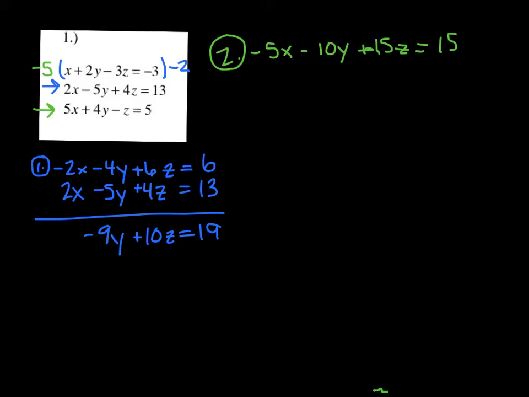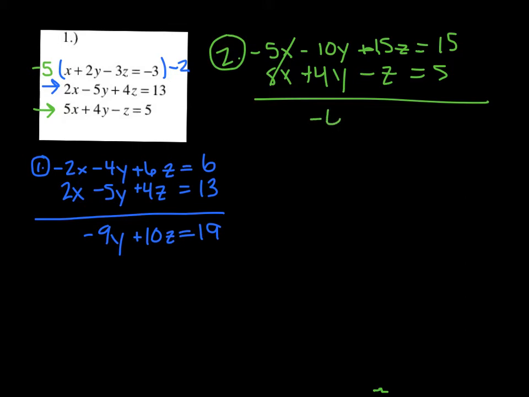And just rewrite the equation that we're using to eliminate it. So that 3rd equation, 5x plus 4y minus z equals 5. So here our x's will eliminate. Negative 10 plus 4 is negative 6y. 15 minus 1 is 14z. And 15 plus 5 is 20.